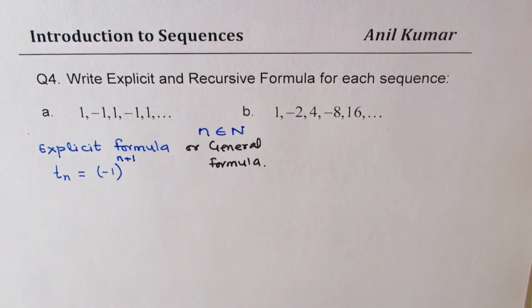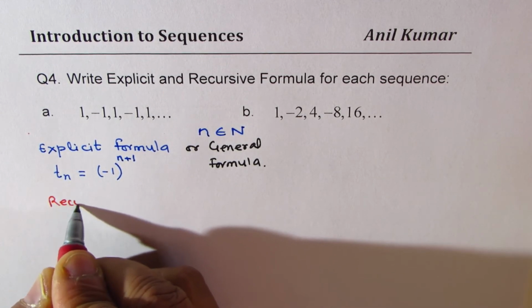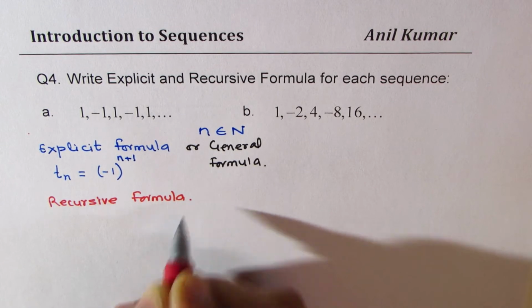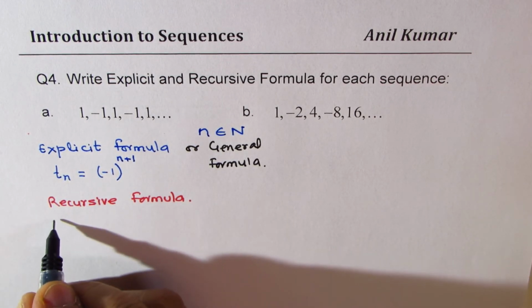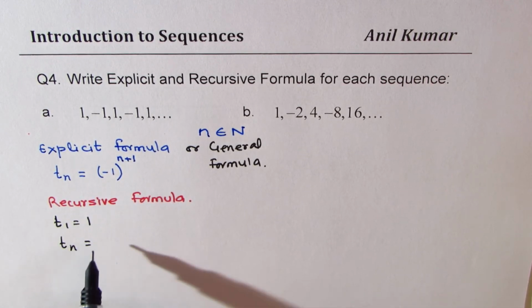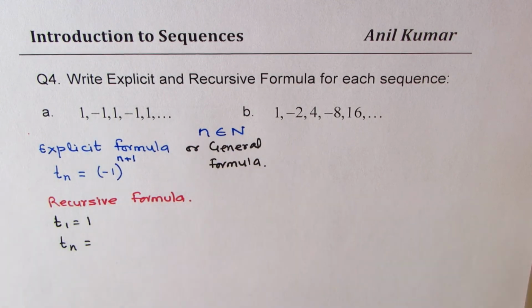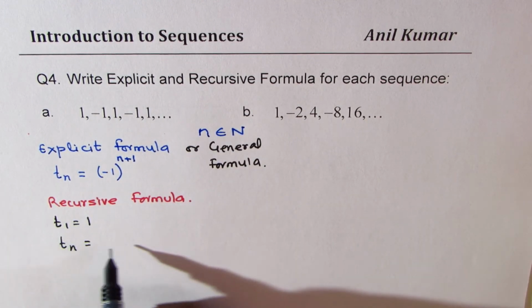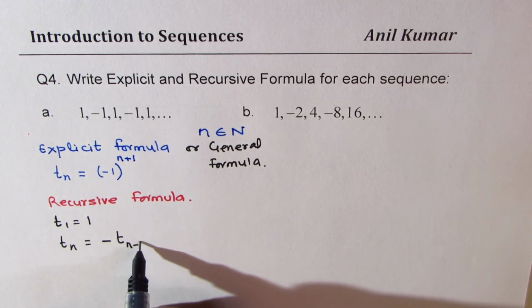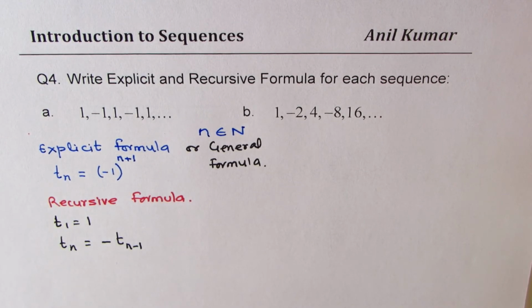Okay. Now let us write down the recursive formula. For recursive formula, we have to define the first term. T1 is 1. And what is Tn? To the previous term, you just multiply by minus 1, right? So you can say it is negative of Tn minus 1. So that works, right? And in all our cases, we are taking n as set of natural numbers, right?